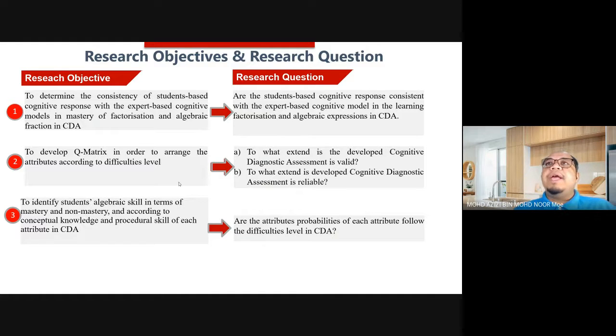So, to what extent is the developed cognitive diagnostic assessment valid and reliable? Number three is to identify students' algebraic skill in terms of mastery and non-mastery, according to conceptual knowledge and procedural skill of each attribute in CDA. So we want to identify, for the research question: do the attribute probabilities of each attribute follow the difficulty level in the CDA?